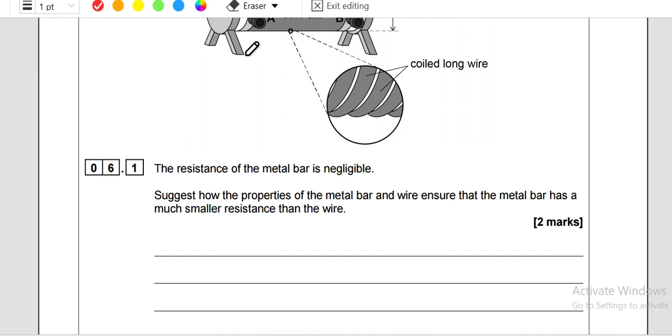So we have the relation R equals rho L over A. As the bar has a larger cross section and shorter L, also lower resistivity, this makes the bar have smaller resistance than the wire.